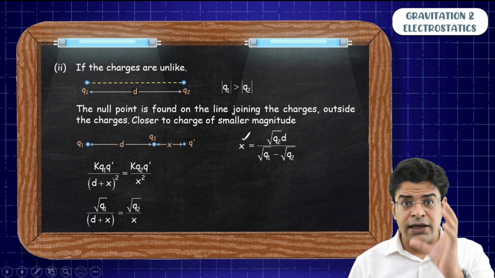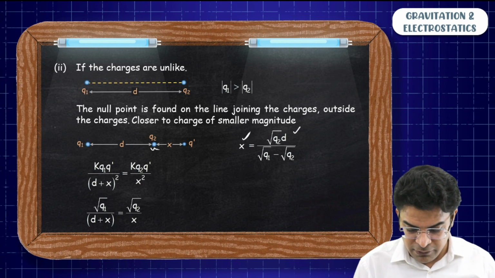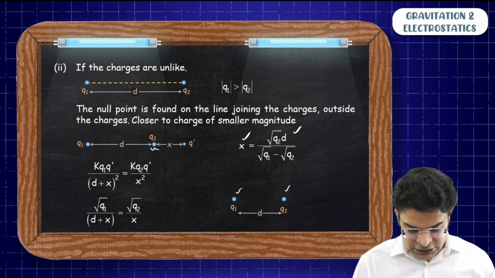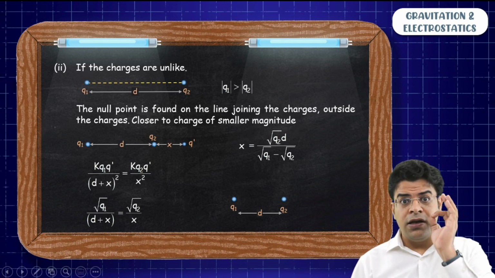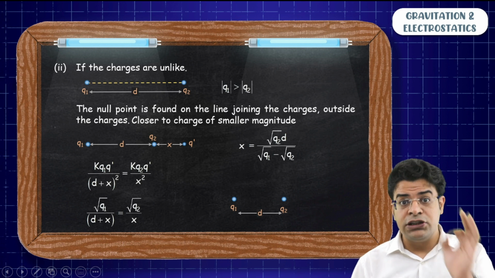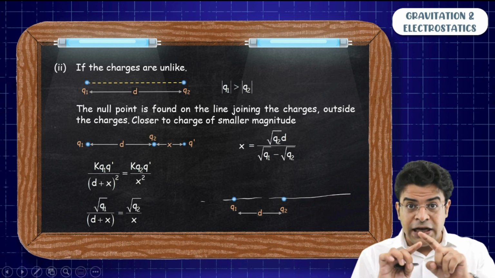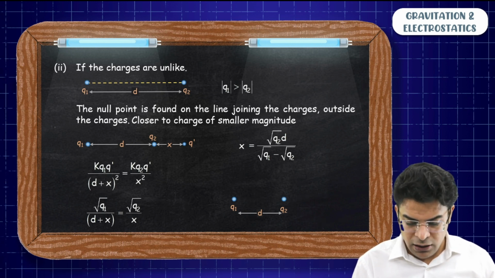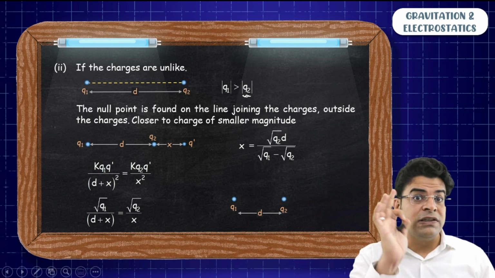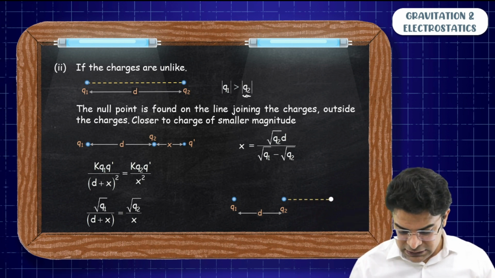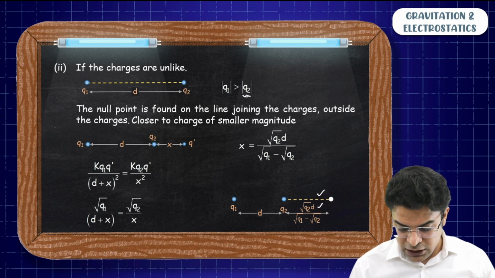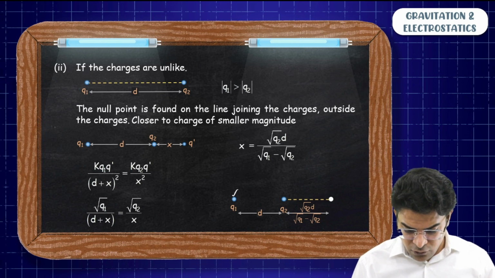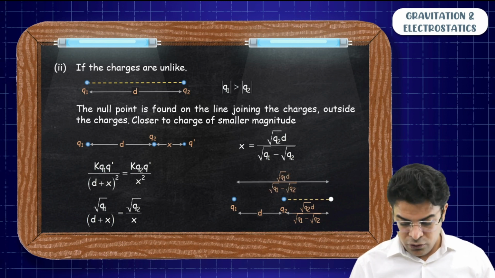The distance of the null point from the charge q2 will be given by root q1 d upon root q1 minus root q2. So visualize the two charges in space. Remember that the null point will be formed on the line joining the charges, outside the charges, closer to the charge of smaller magnitude, somewhere here. Here I have told you that the magnitude of Q2 is less than the magnitude of Q1. Now this distance comes out to be root Q2 d upon root Q1 minus root Q2, and the distance from Q1 comes out to be root Q1 d upon root Q1 minus root Q2.